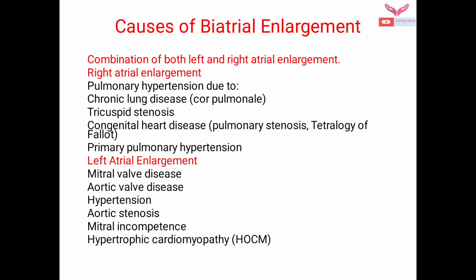The causes of biatrial enlargement are a combination of both left and right atrial enlargement. For example, right atrial enlargement is seen in pulmonary hypertension due to chronic lung diseases, tricuspid stenosis, congenital heart disease like pulmonary stenosis, tetralogy of Fallot, and primary pulmonary hypertension. Left atrial enlargement is seen in mitral valve disease, aortic valve disease, hypertension, aortic stenosis, mitral incompetence, and hypertrophic cardiomyopathy.